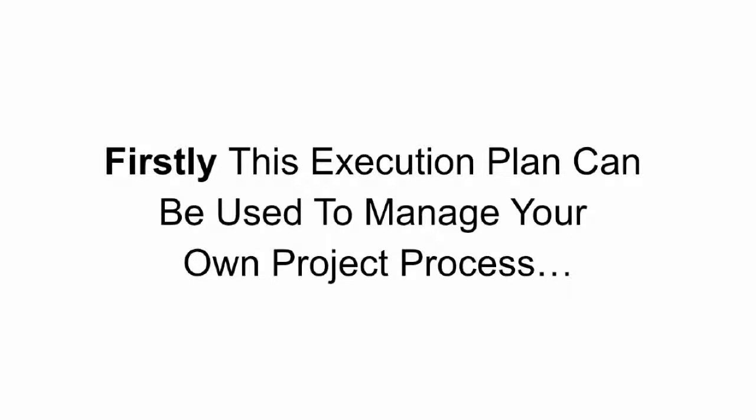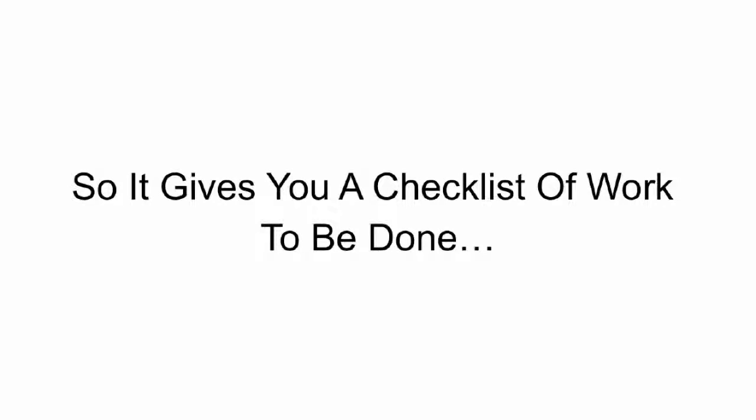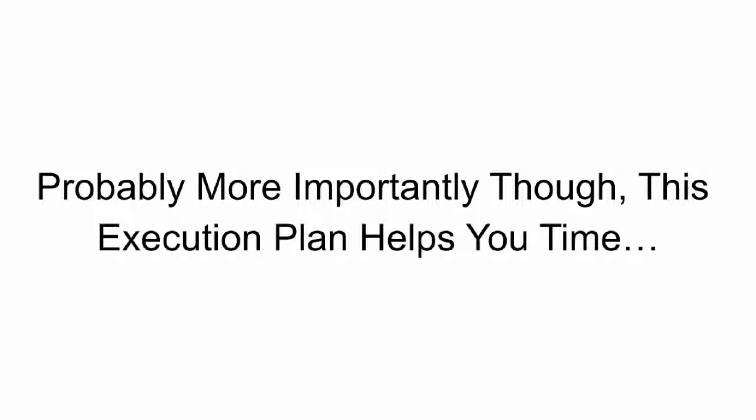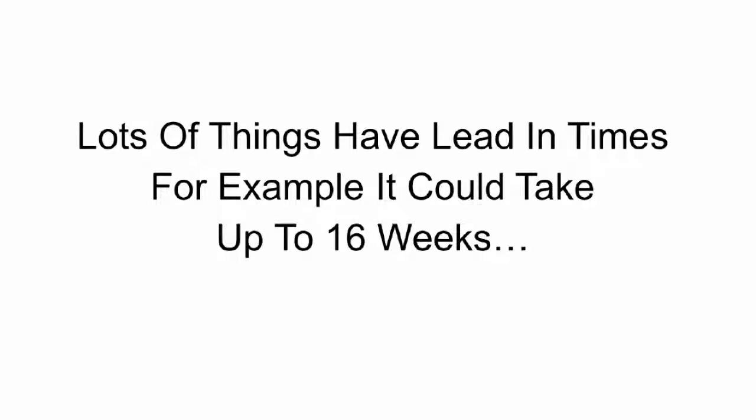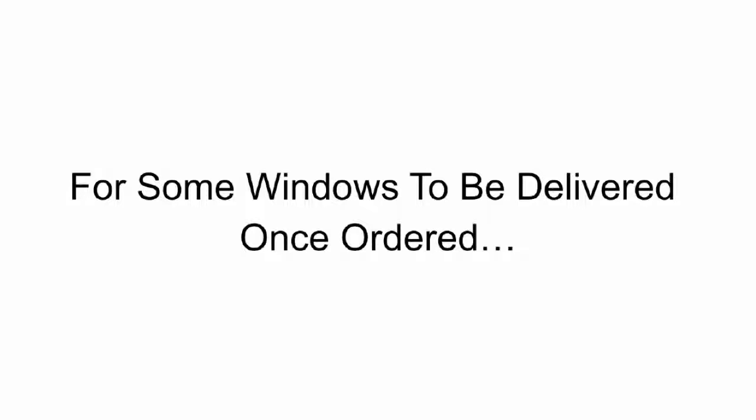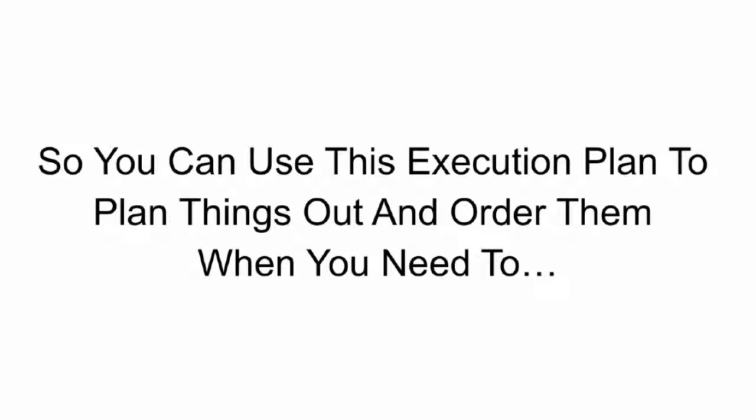Firstly, it can be used to manage your own project process if you are doing the work yourself, so it gives you a checklist of work to be done. Probably more importantly though, this execution plan helps you time the ordering of materials and products for your project. Lots of things have lead-in times. For example, it could take up to 16 weeks for some windows to be delivered once ordered. So you can use this execution plan to plan things out and order them when you need to, so they arrive on time to site.